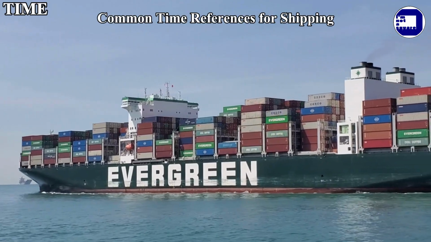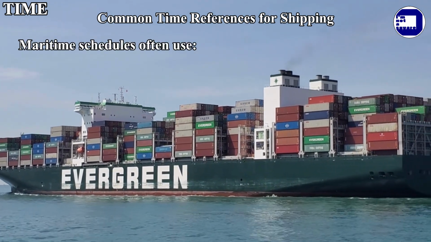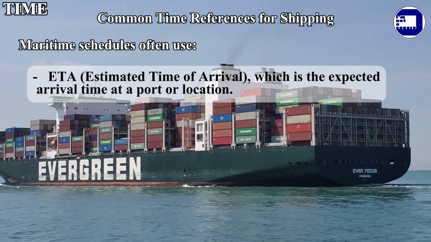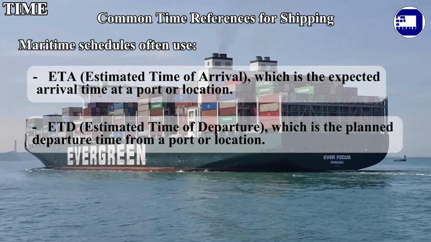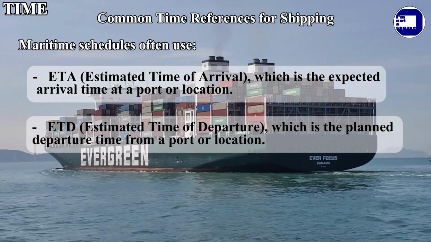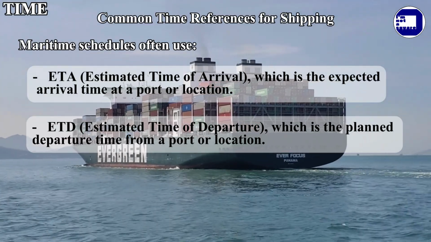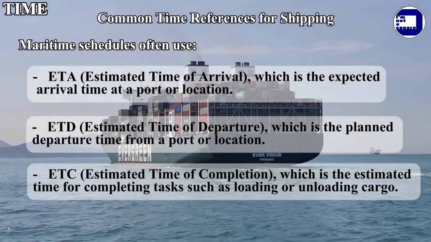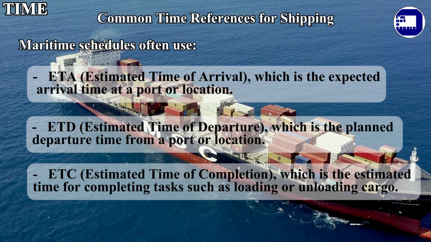Common time references for shipping. Maritime schedules often use ETA, estimated time of arrival, which is the expected arrival time at a port or location. ETD, estimated time of departure, which is the planned departure time from a port or location. ETC, estimated time of completion, which is the estimated time for completing tasks such as loading or unloading cargo.